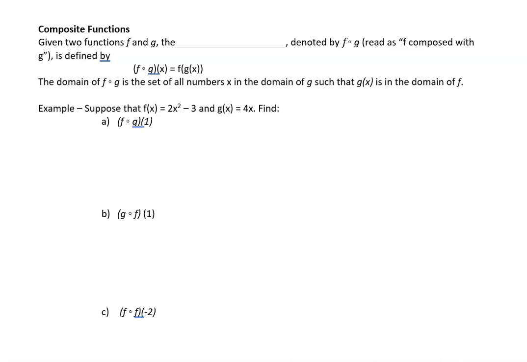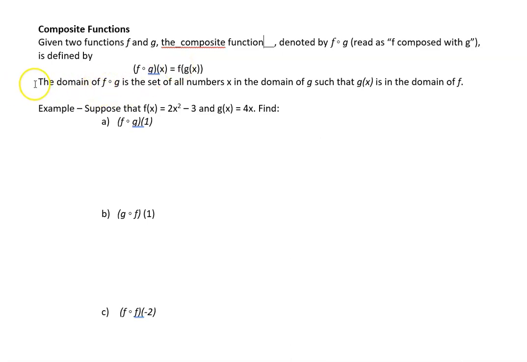So the formal definition says, given two functions f and g, the composite function denoted f composed with g, it's read f composed with g, is defined by f composed with g of x is equal to f of g of x. So as you can see, we're using x as the input for g, and then we're using the entire output of the function g of x as the input for f.